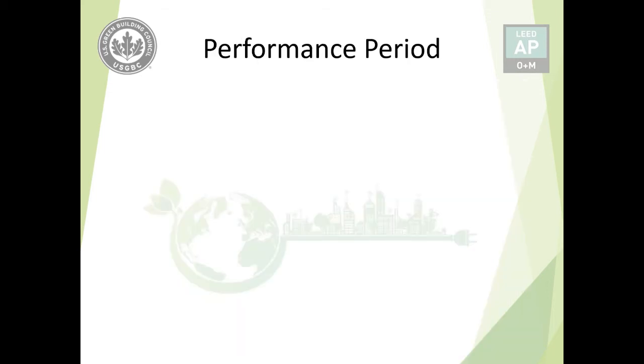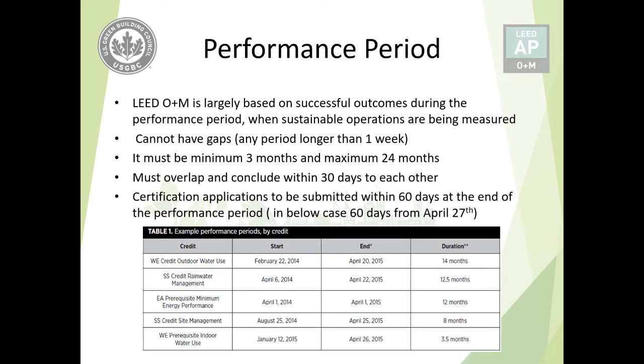The performance period is perhaps the most important thing when it comes to LEED operations and maintenance, because this is what you will be submitting to the GBCI. This is where you are going to measure your sustainable operations. It is based on the successful outcomes during this period that you will be submitting to GBCI. And this period should be continuous. Any gap less than 1 week will not be considered, but any gap longer than 1 week will be considered a gap.